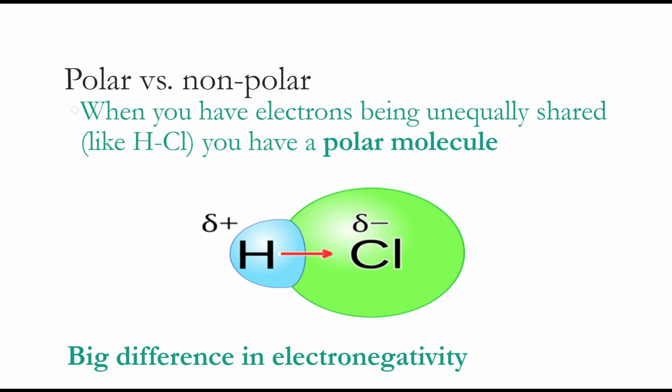So that is showing a polar bond. But when you have electrons that are being unequally shared between two atoms, not so much that it's an ionic bond, but enough that there's these partial positives and partial negatives, that is a polar molecule. So it's a larger difference in electronegativity compared to a nonpolar bond where the electrons are pretty much equally shared between the two atoms. But again, it's not a big enough electronegativity difference where the electrons are fully pulled off.